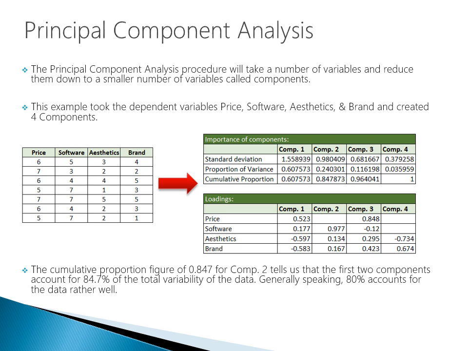So the cumulative proportion figure of 0.847 for component 2 tells us that the first 2 components account for 84.7% of the total variability of the data. Generally speaking, 80% accounts for the data rather well.